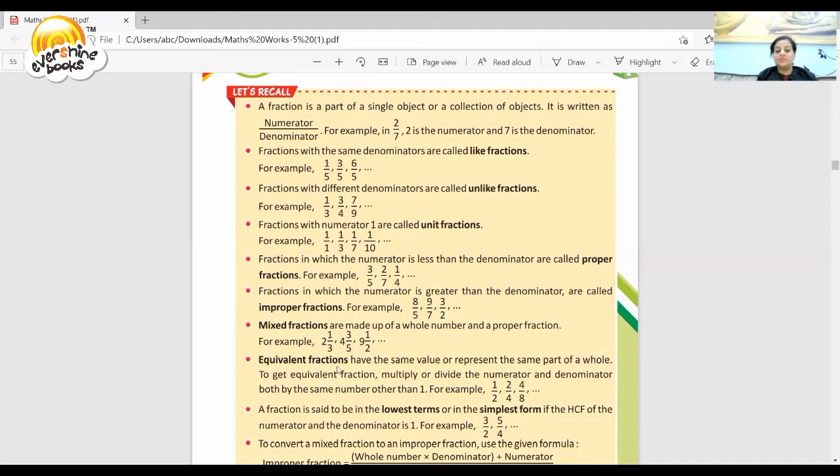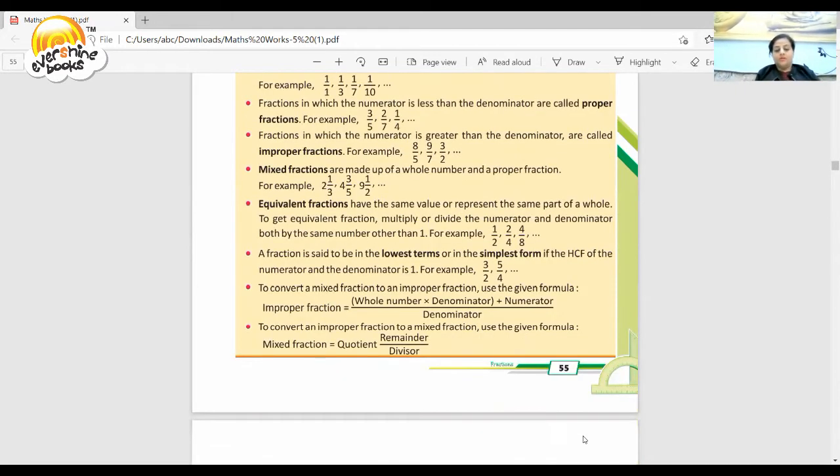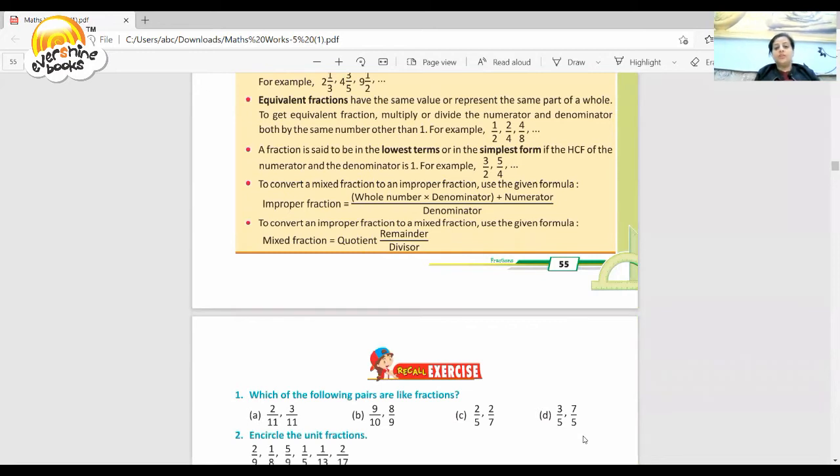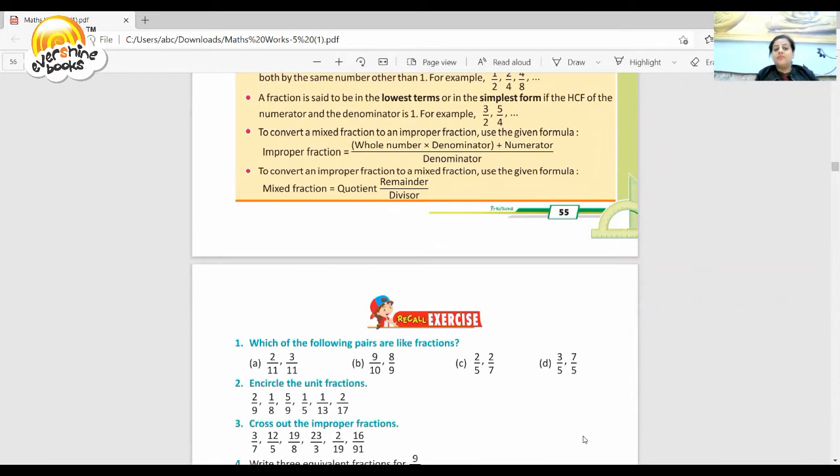Equivalent fractions are fractions that have the same value, or represent the same part of a whole number. To get an equivalent fraction, multiply or divide the numerator and denominator both by the same number other than 1. For example, 1 upon 2, 2 upon 4, 4 upon 8, likewise 8 upon 16. Now a fraction is said to be in the lowest term, the simplest form, if the HCF of numerator and denominator is 1.